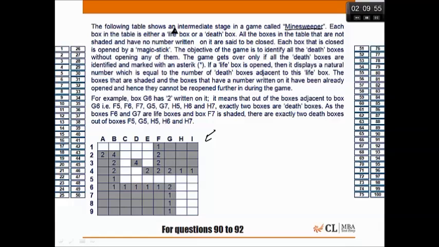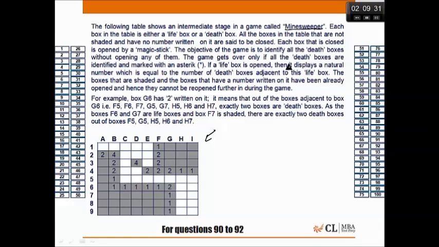The following table shows an intermediate stage called Minesweeper. Let me just check whether it actually means life or death box. All the boxes in the table are not shaded and do not have a number written. Each box is closed, opened by a magic stick. The objective of the game is to identify all the death boxes without opening any of them. The game gets over only if all the death boxes are identified and marked with an asterisk star.